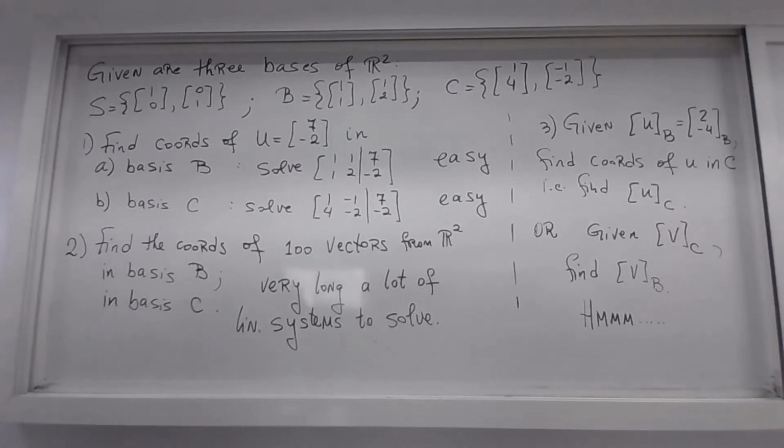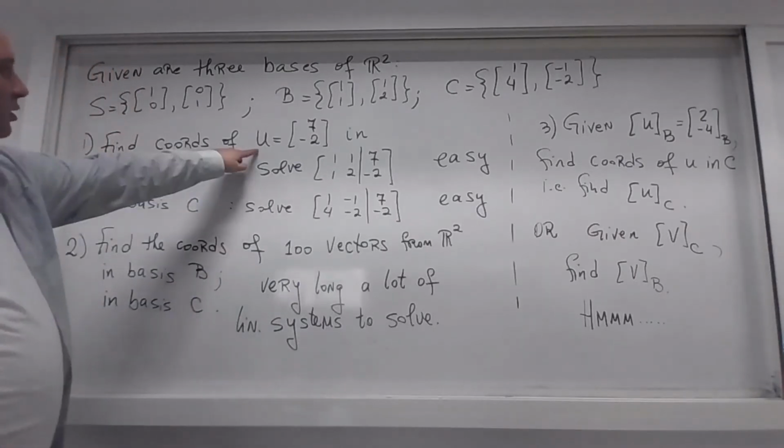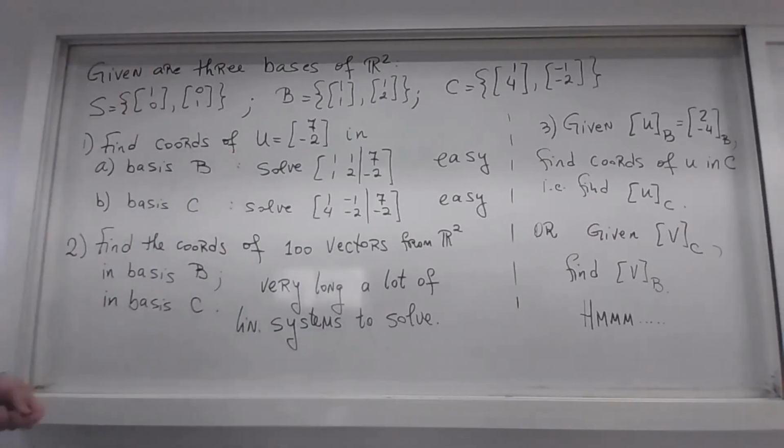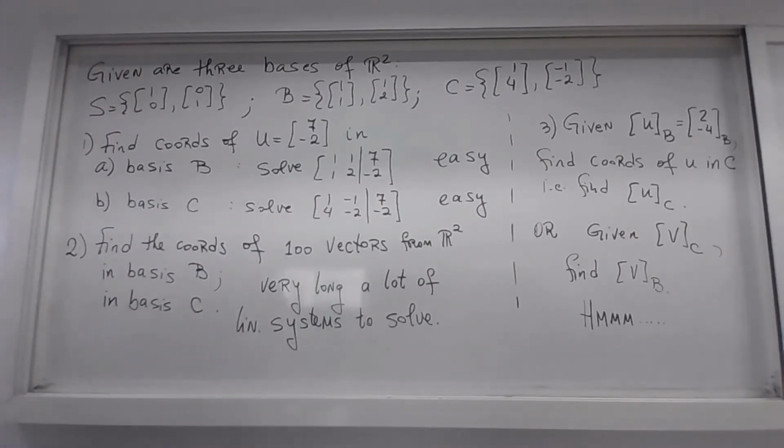But now I can make this process a little bit longer and a little bit tiresome. What if I give you 100 vectors from R2. So not only one, I give you 100 of them, or 1000. And I ask you, find me coordinates of those vectors in basis B. Or find me the coordinates of those 100 vectors in basis C. Well, each time you're going to solve the system, fine. But that's very long. There's a lot of systems to solve.